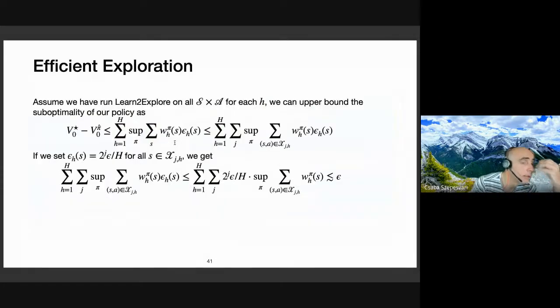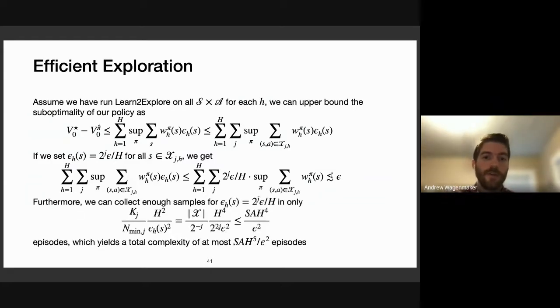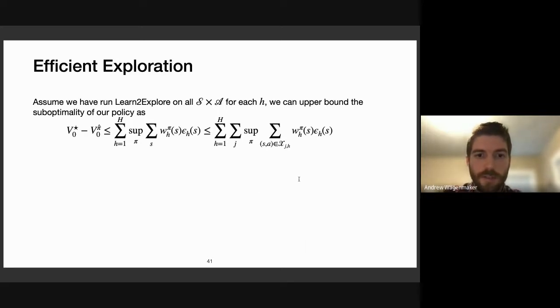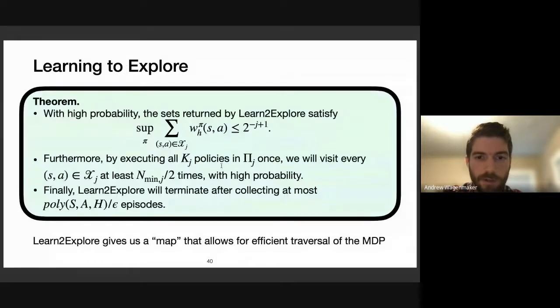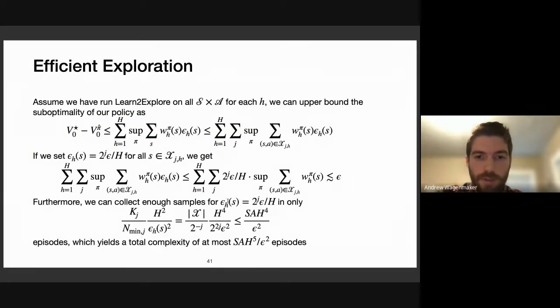Yeah. Okay, so basically, the point is if we set epsilon h of s to be this value, 2 to the j times epsilon over h, we can get an epsilon optimal policy. And then the crucial thing is that, based on our guarantee that if we rerun policies in pi j, we can visit all these states at least n min j over 2 times. In our setting of kj and n min j, you can show that the number of samples needed to collect basically 1 over epsilon hs squared samples from every state and action.